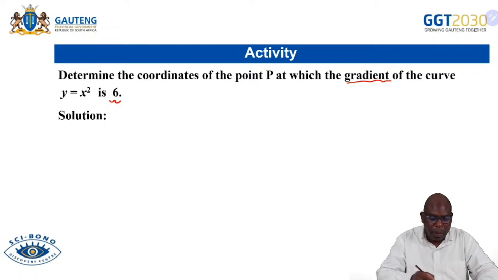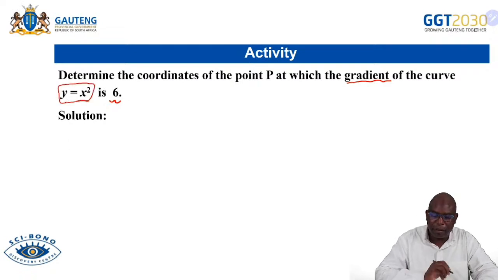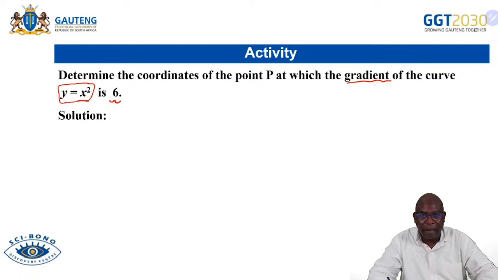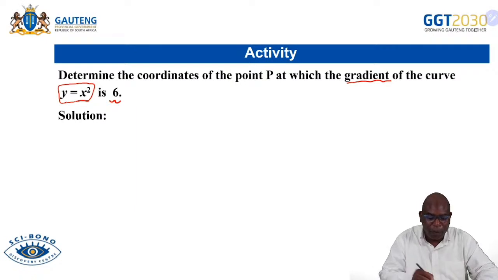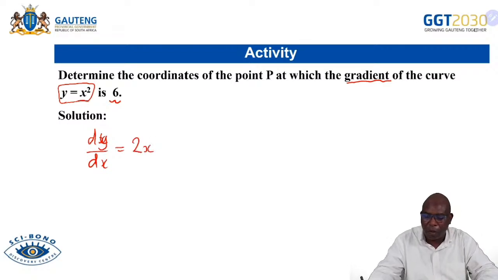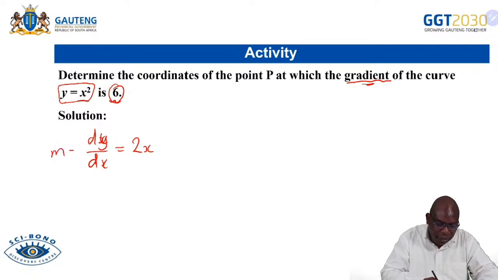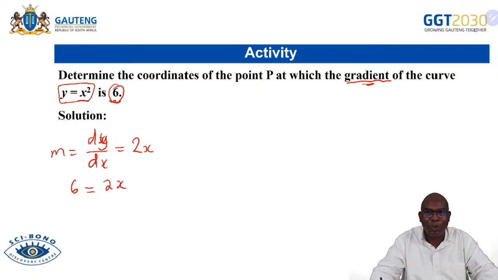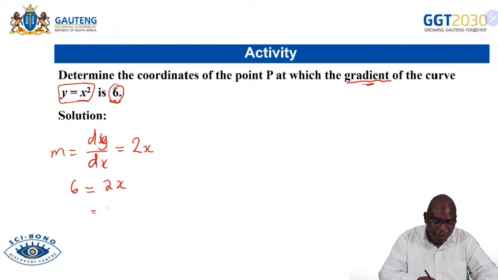So what am I going to do? Every time I need the gradient, I need to differentiate so that I equate it to the gradient that has been given. So I'm going to have the derivative, dy over dx of this, will be 2x. So now, I know the gradient has been given as 6. Because this is the gradient, the gradient there is equal to 6, but we have another gradient which is 2x. Then I'm going to get the value of x, which is going to be 3.